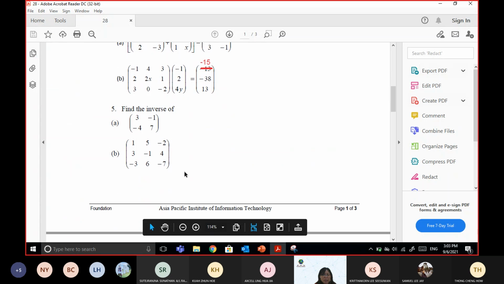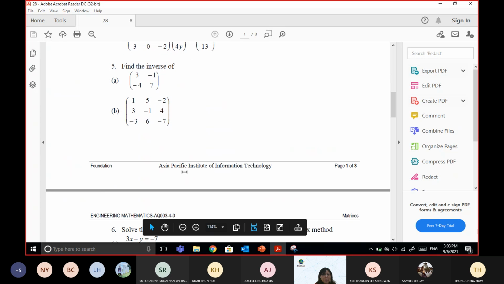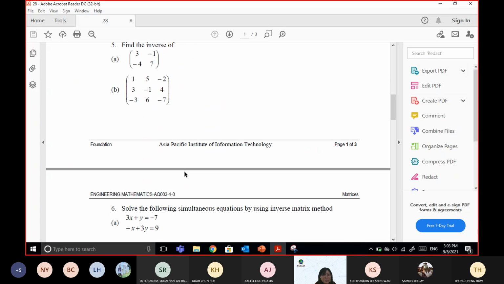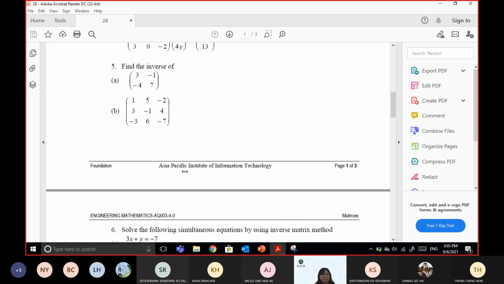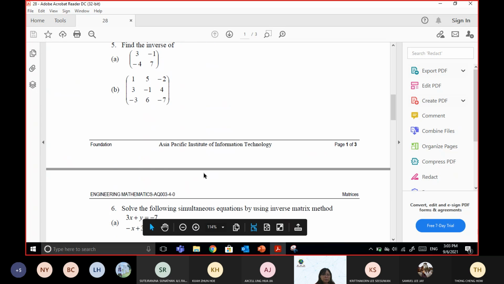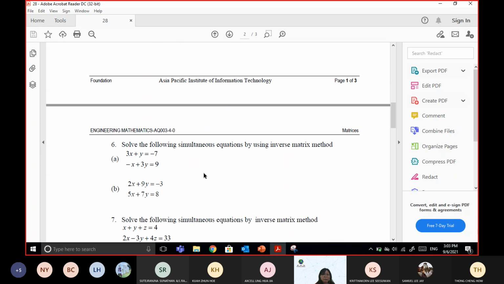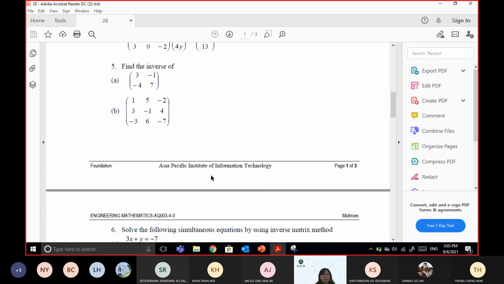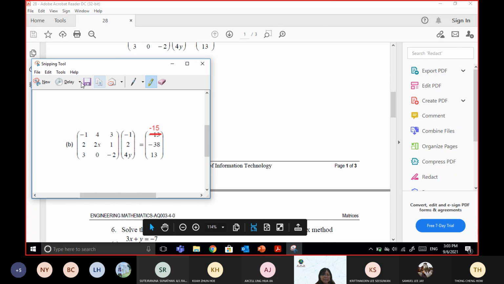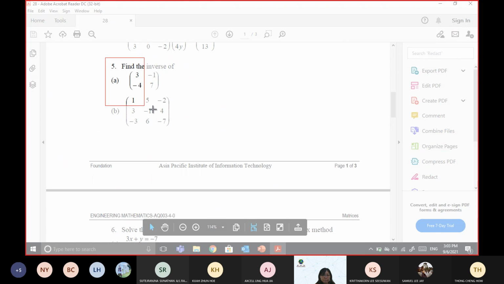Okay, question 4 settled. Then we will continue to find the inverse. So number 5 is only inverse. There are 2 by 2 and also 3 by 3. When it comes to inverse, I want you all to take note, because if you don't know how to do the inverse, you don't know how to solve the following questions. So let's understand how to find the inverse first.